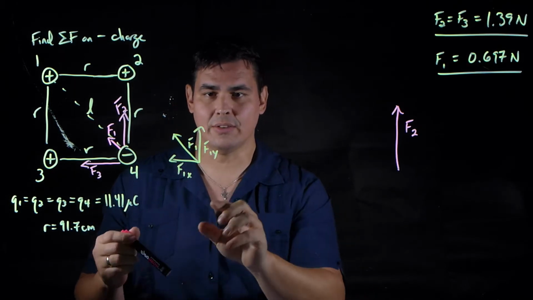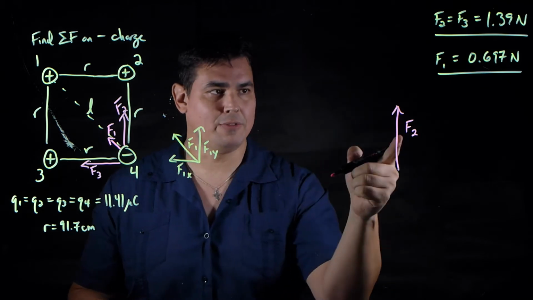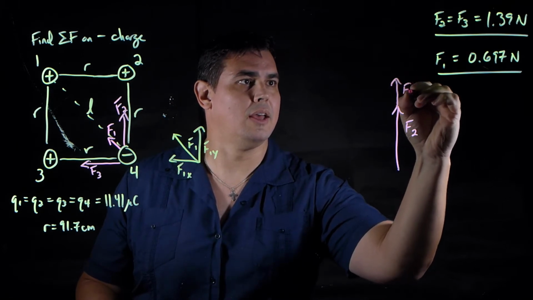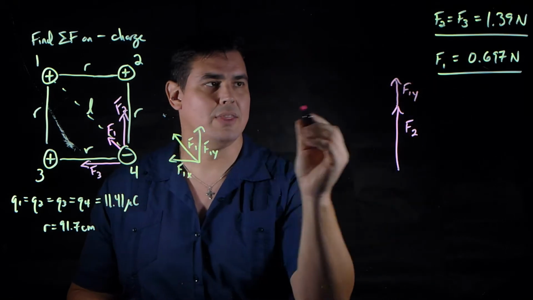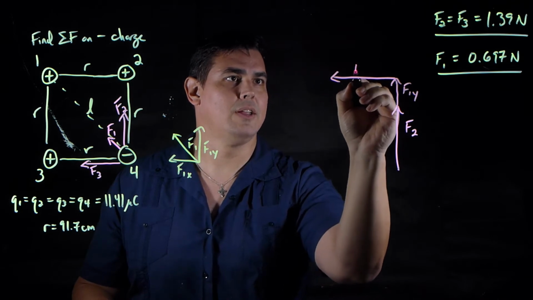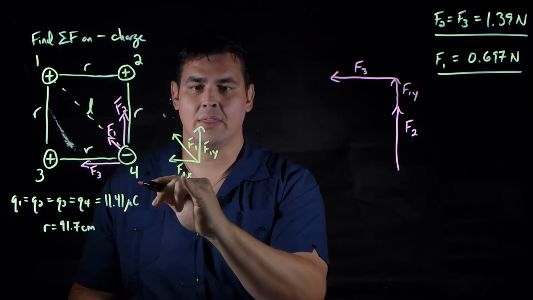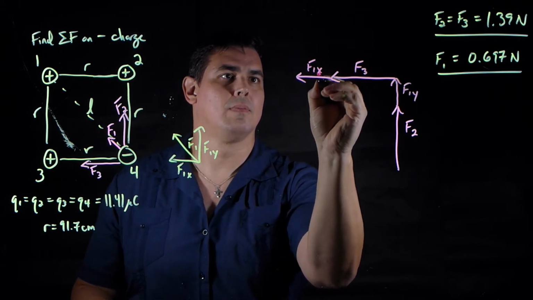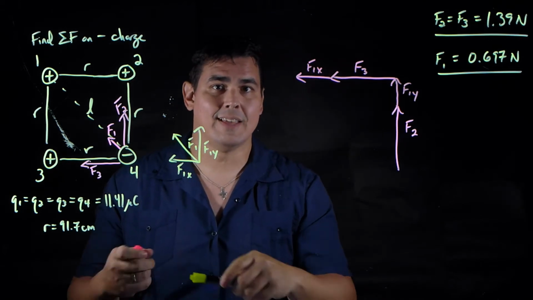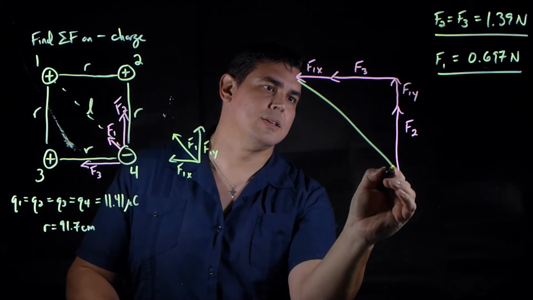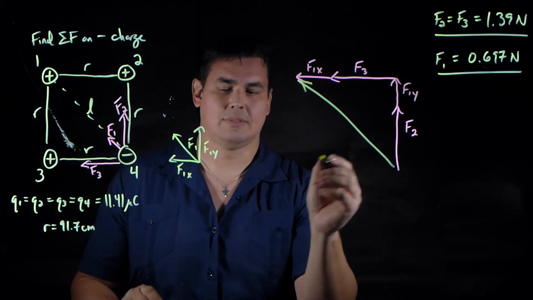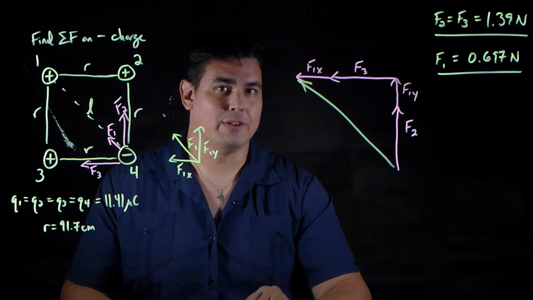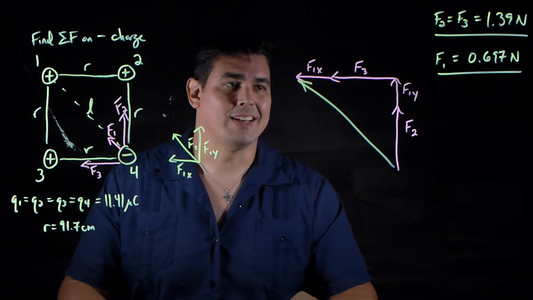Okay, so I'm just going to go ahead and draw my components on this. So F2, and then I'm going to draw F1 in the Y direction, and then F3, and then F1 in the X direction. And so I can see that my resultant is going to point this way, right? That's going to be the sum of those. So again, it's making a 45, 45, 90 triangle, right? So this is really not that complicated to solve.